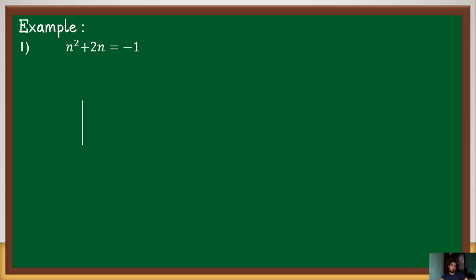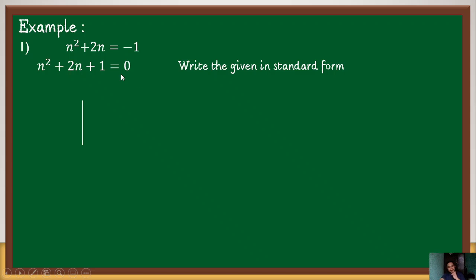So here is an example. n squared plus 2n equals -1. As you can see, the given equation is not yet written in standard form. So ang gagawin natin, ililipat natin si -1 sa kabilang side para maging standard form. So kapag nilipat natin si -1 sa kabilang side ng equation, magiging +1. So now we have the equation n squared plus 2n plus 1 equals 0. Then pwede na natin i-factor itong equation na ito.